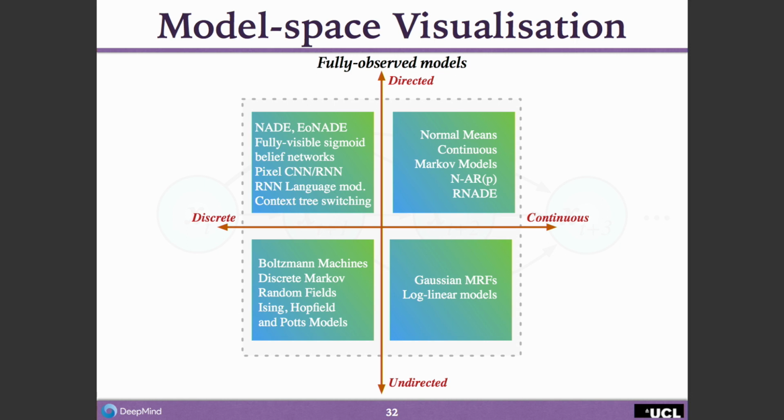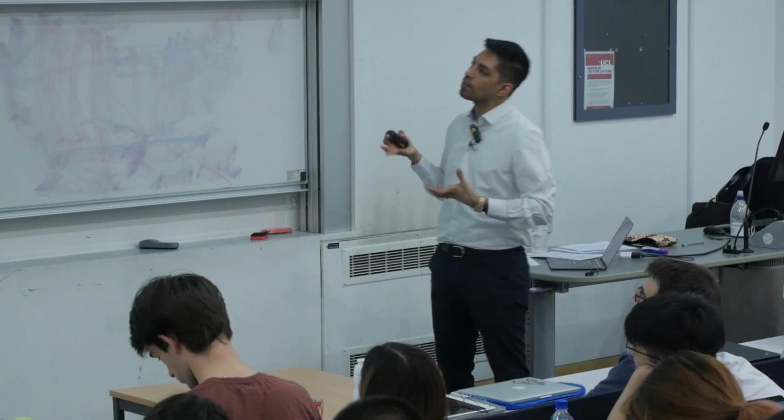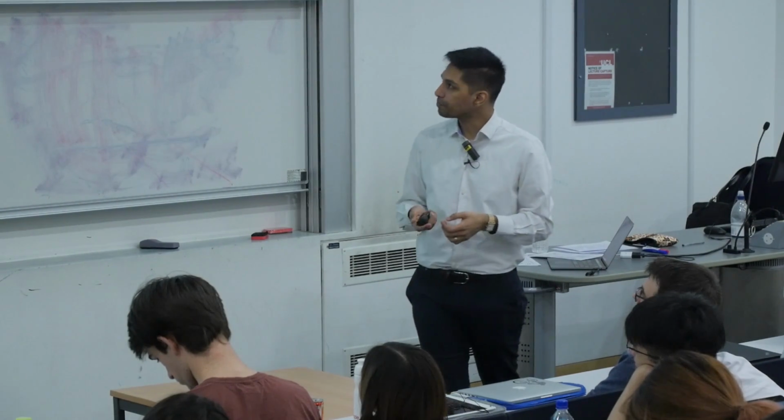People don't work in this space anymore of discrete and undirected models, but Boltzmann machines are there, Ising models, Hopfield networks, Potts models live in this case. But where most people work is in the discrete and directed case, because images can be represented between 0 and 255, and so that's discrete. And you can build NADE, fully visible sigmoid belief networks, this PixelCNN, which I just described to you. Any RNN language model fits in this category, and other models which live outside even of the mainstream, like context tree switching, algorithms that live in this space. So it's a lot of fun models to explore in this space.